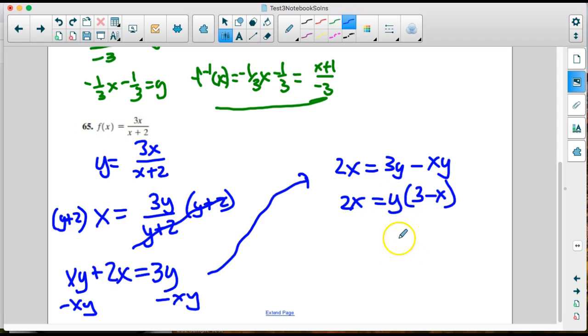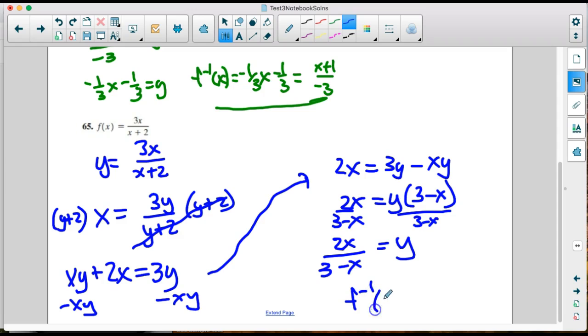So now we can just divide by 3 minus x to reduce to y. So y is going to be equal to 2x over 3 minus x. That's going to be our inverse. In this case, f inverse of x equals 2x over 3 minus x. That's the inverse for problem number 65.